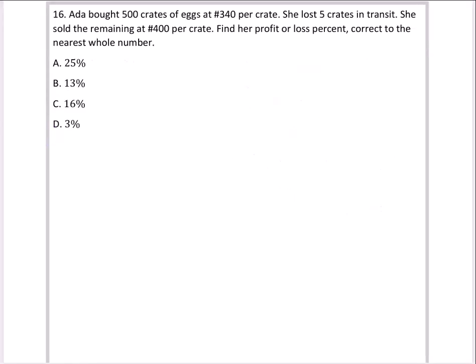For question number 16, Ada bought 50 crates of egg at 340 per crate. She lost 5 in transit. She sold the remaining at 400 per crate. Find her profit or loss percent, correct to the nearest whole number. Okay, so this is under profit and loss percent. So let's write the formulas down.